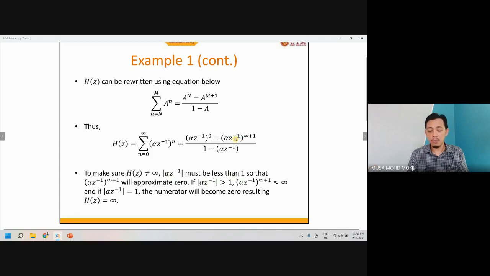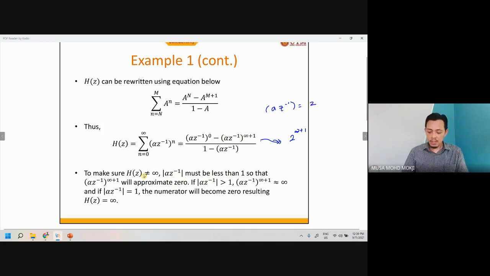Let's say αz to the power of minus 1 is equal to 2. So αz^-1, let's say this is equal to 2, then these terms become 2 to the power of infinity plus 1, which is infinity. So we need this common ratio to be less than 1 in this case. In this case, αz to the power of minus 1 is supposed to be less than 1, so that H(z) will converge.